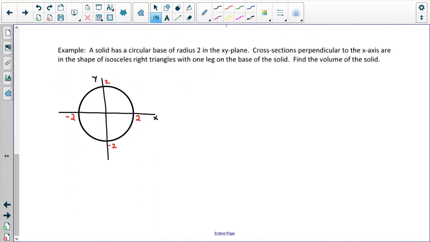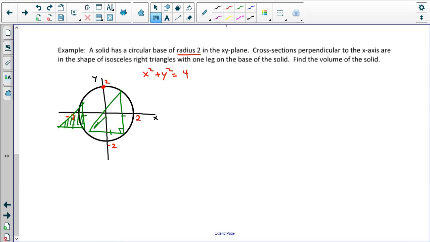Finally, we have this case where we're now changing the function. So I have to understand what the function is. If I have a radius of 2, the circle would be x squared plus y squared equals 4. I have cross sections perpendicular to the x-axis. So basically what's happening is I have these vertical lines that I'm drawing, and then I want isosceles right triangles where the legs are one of the bases.